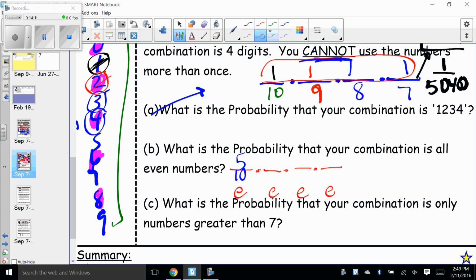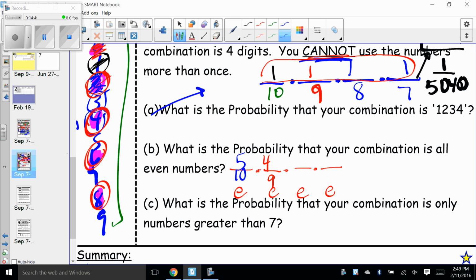Now it says in this one, you cannot use the numbers again. So let's say I chose 0 as my first digit. Well, then 0 is gone. So when I go to draw the second time, there's only 9 digits left. And what's the chance that I choose another even? Well, there's only 1, 2, 3, 4 even numbers left. So I only have a 4 out of 9 chance on the second digit because I've already taken out the 0. Let's say then now I take out the 2.